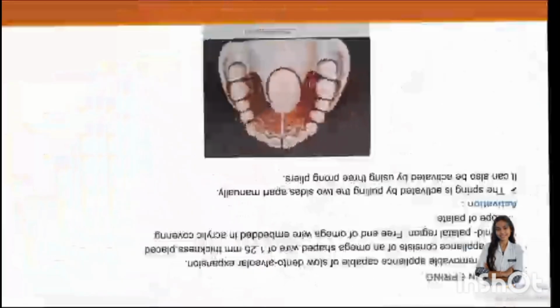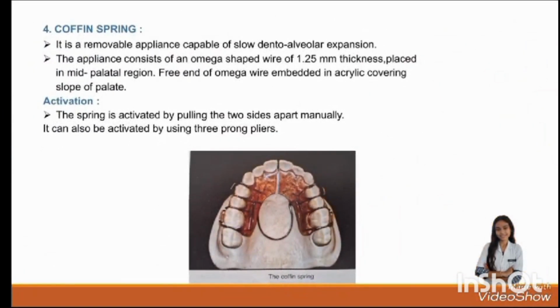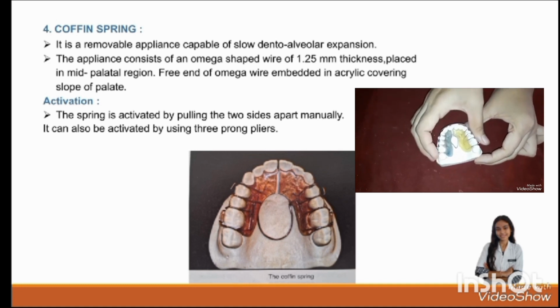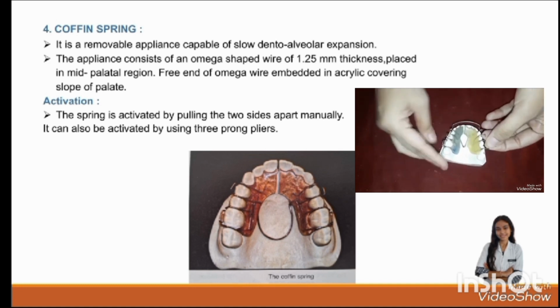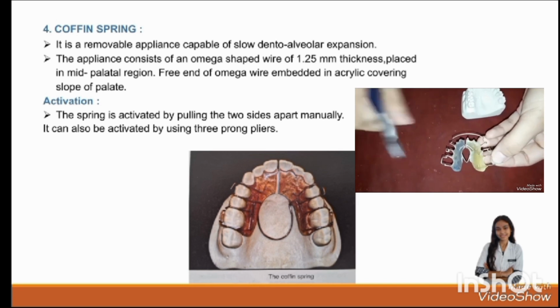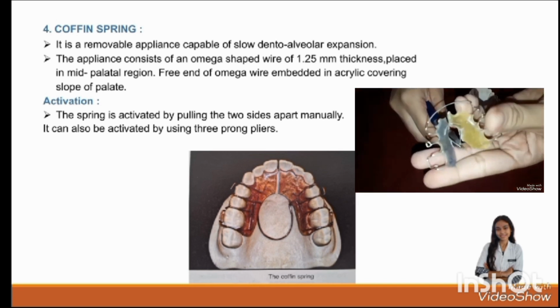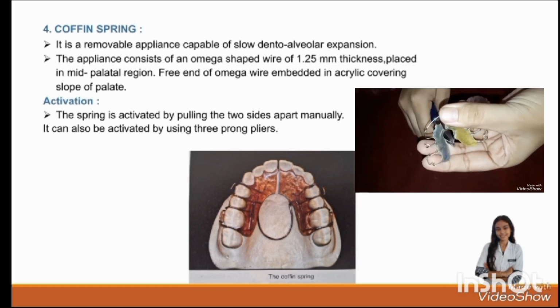Fourth one is the coffin spring. It is a removable appliance capable of slow dentoalveolar expansion. The appliance consists of omega-shaped wire of 1.25 mm thickness placed in the mid-palatal region. Free ends of the omega wire are embedded in acrylic covering the slope of the plate. Activation: the spring is activated by pulling the two sides apart manually. It can also be activated by using a 3-prong plier.